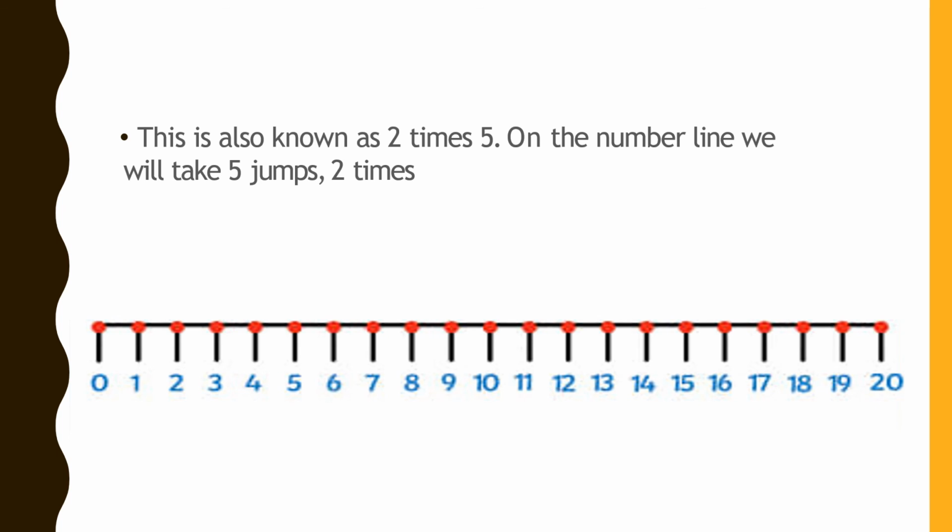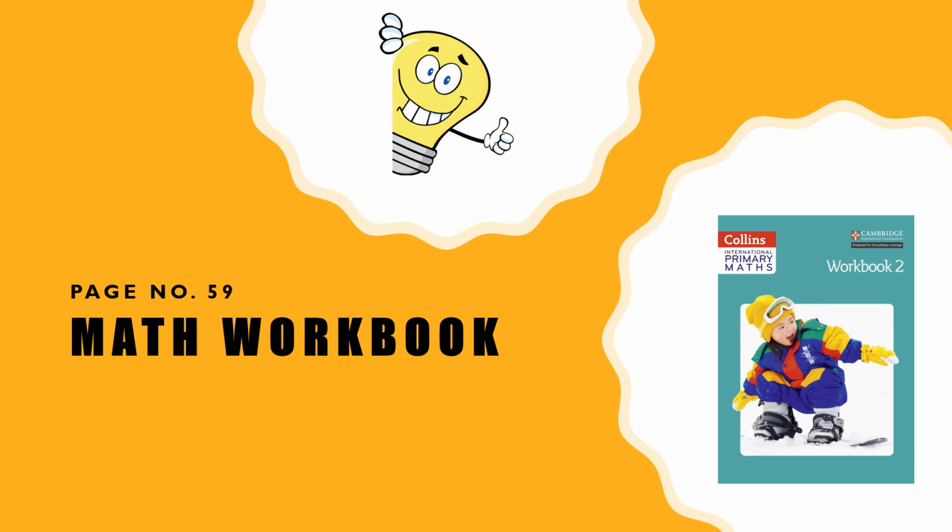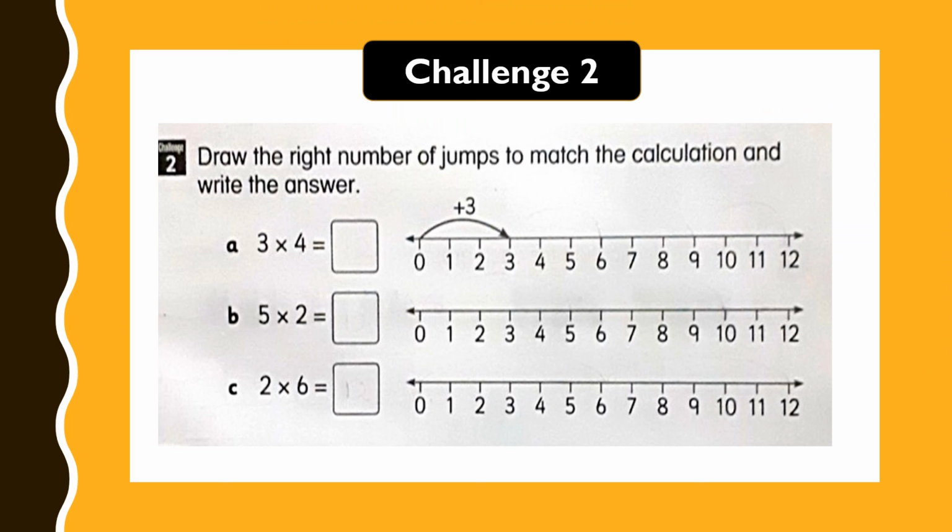Let's do another. Now the question is 2 times 5. Okay. Now 2 times 5, that means I will be jumping 2 times with the number 5. So one jump with 5, then again with number 5. 1, 2, 3, 4, 5. Yes. What is the answer? 2 times 5 is 10. Now I want you to open page number 59 of the book, challenge 2. These are very simple problems, students. You can do it on your own also.